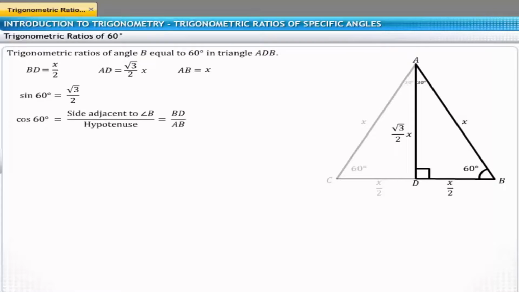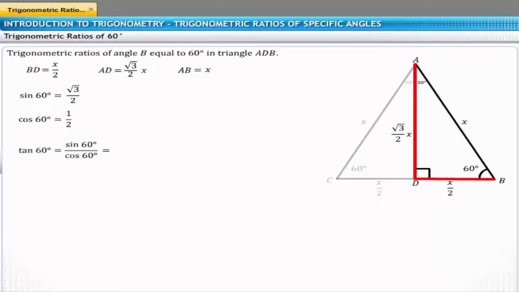Cos 60 degrees is equal to the ratio of BD, the side adjacent to the angle B, and the hypotenuse AB. Putting in the values of BD and AB, we get cos 60 degrees as 1 by 2. Tan 60 degrees is equal to the ratio between sin 60 degrees and cos 60 degrees. Putting in the values of sin 60 degrees and cos 60 degrees, we get tan 60 degrees is equal to √3.